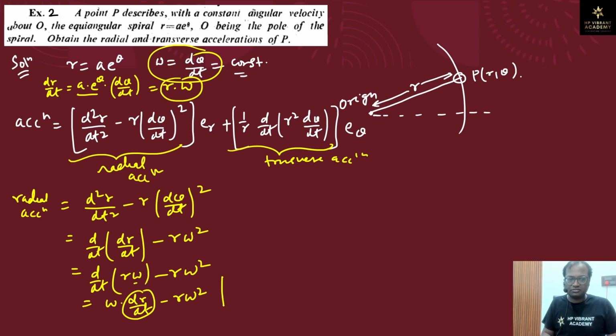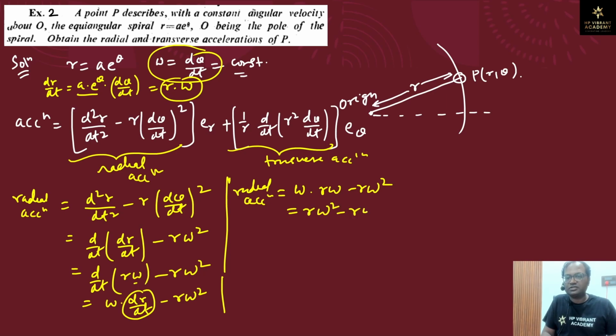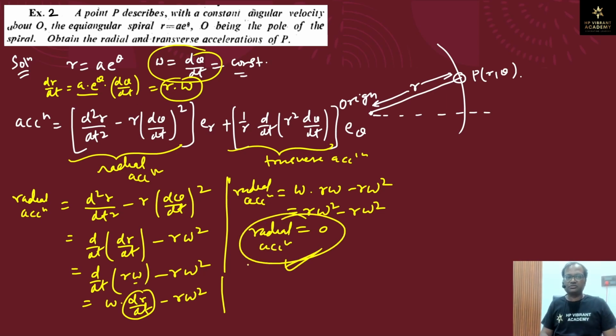So radial acceleration is equal to omega into r omega minus r omega square. This is equal to r omega square minus r omega square, which is equal to 0. Hence radial acceleration is 0. Okay, so we have obtained the radial acceleration. So now let us find transverse acceleration.